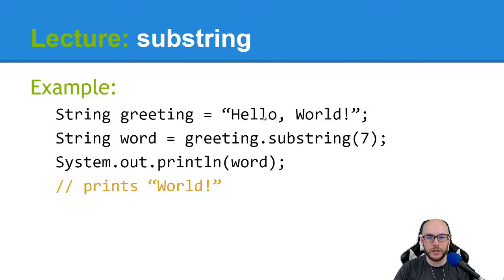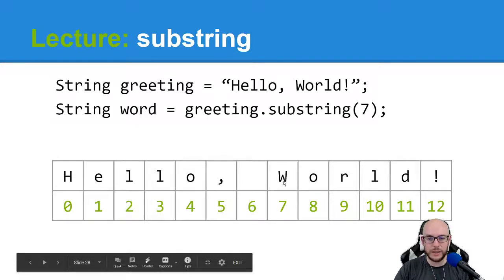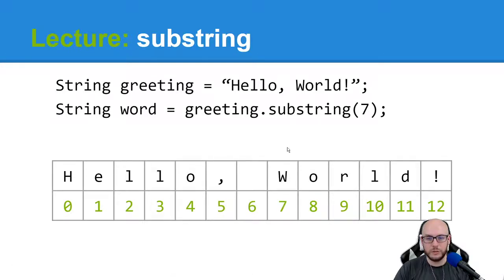I have greeting with the contents hello world. I'm going to do a substring of greeting at index 7, just one integer. If we were to do this, we're going to get world. Let's visually look at it. We can clearly see that this capital W is at index 7. What's going to happen is that this version of substring is going to start here and go through the rest of the string. So from 7 on, that is what we're getting.